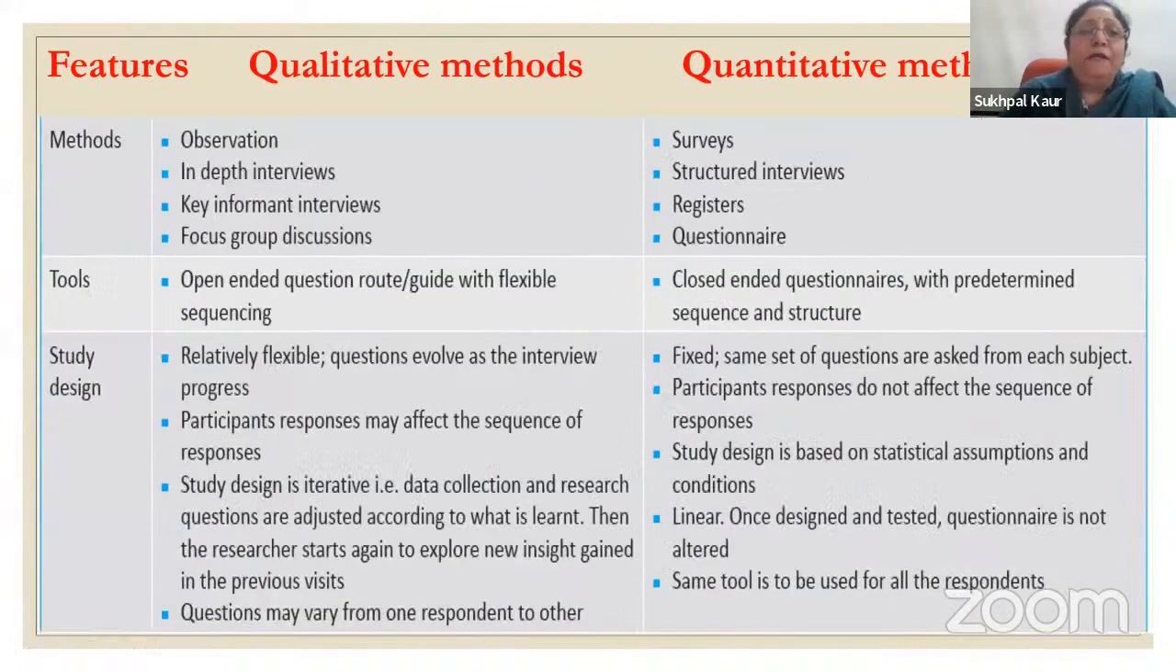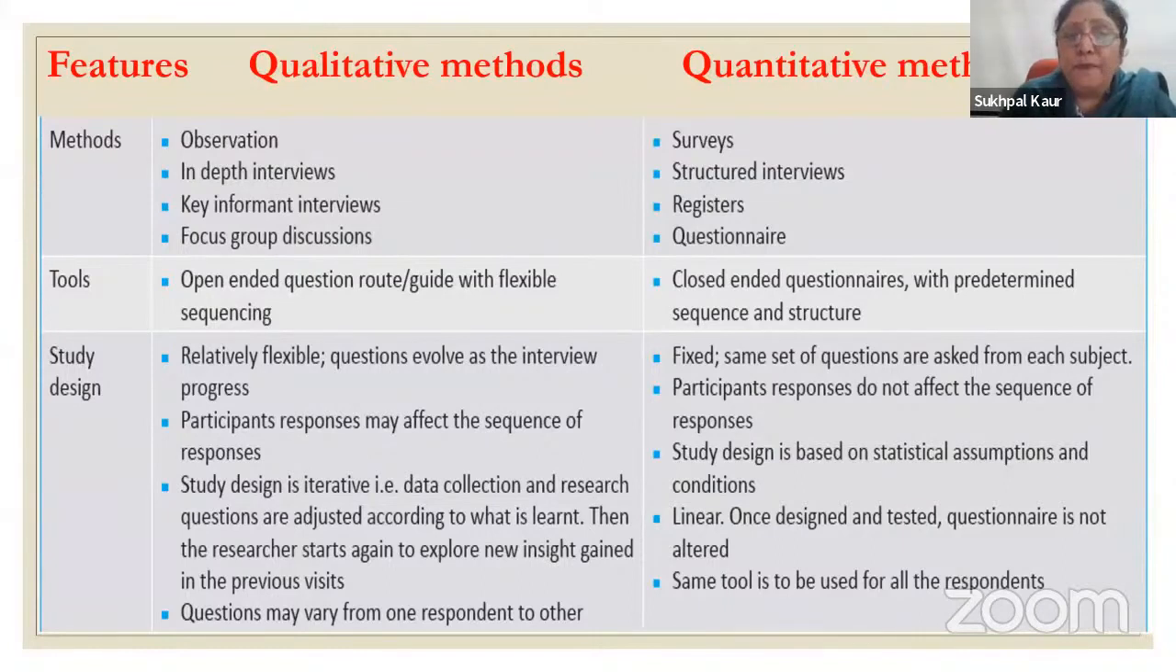The methods of data collection in qualitative methods are observation, in-depth interviews, and key informant interviews, and FGDs or IDIs, etc., are carried out. However, in quantitative, we always go for surveys, and structured interviews the majority of the time. We can get the data from registers, or we can prepare various types of questionnaires. Standardized and non-standardized questionnaires can be made use of in case of quantitative data.